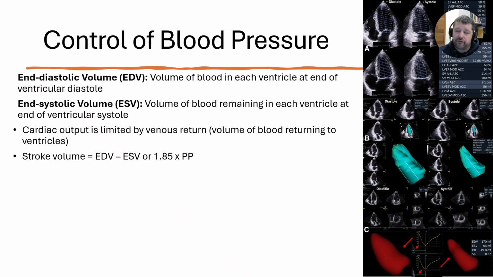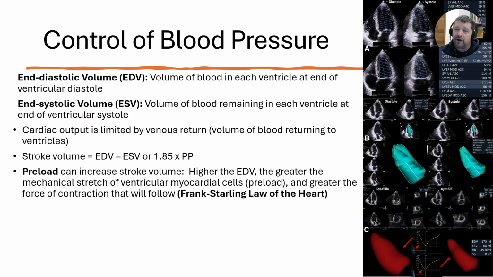So you could calculate it either way. And remember, the stroke volume is how much blood is being forced out at a heartbeat. Now, there are ways that you can increase that stroke volume, how much volume is being pumped out, and that's called the preload. The preload is the mechanical stretch of the myocardial cells in the ventricle.